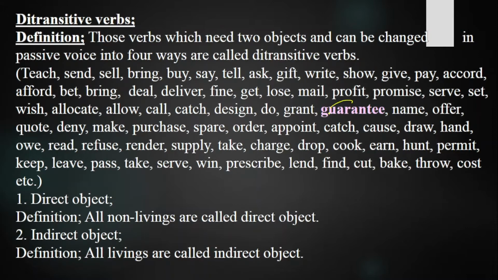Today we will be discussing the ditransitive verb guarantee from active voice into passive voice. Before starting this, we will just look at the definition of ditransitive verbs. Di means two, transitive means it can be changed into passive voice, and verb shows an action. So those verbs which need two objects, this should be in your mind, and can be changed into passive voice in four ways, are called ditransitive verbs.